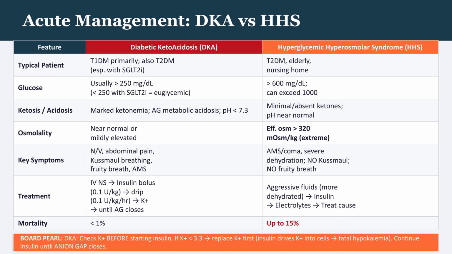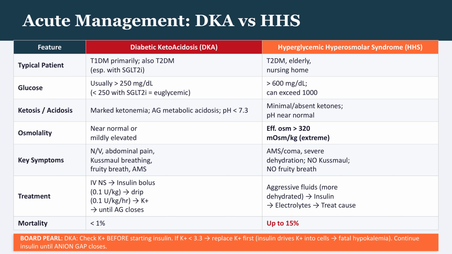Third, once potassium is clear, you start an IV insulin bolus of 0.1 units per kilogram followed by a continuous drip at 0.1 units per kilogram per hour. And continue the insulin infusion until the anion gap closes, not just until the glucose comes down to 250, because the glucose will normalize before the ketosis resolves.